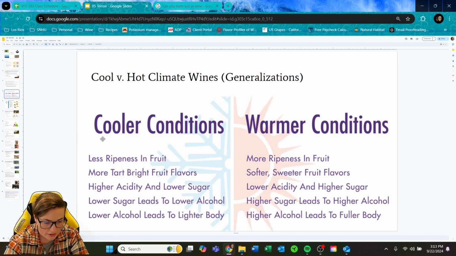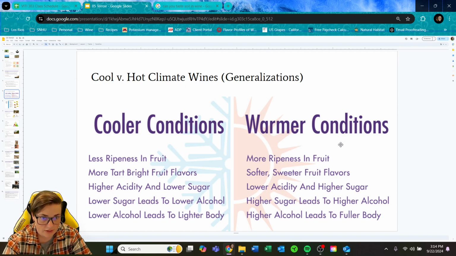So cooler conditions, so being coastal, cool regions, lots of marine layer, fog influence, and lesser sun during the day. So you have less ripeness in fruit, but more tart, bright fruit flavors because of that higher acidity and lower sugar content. Lower sugar content means lower alcohol, and lower alcohol leads to lighter bodied wines. So very nice, crisp, fresh, light wines, very easy to drink, very fun, fantastic.